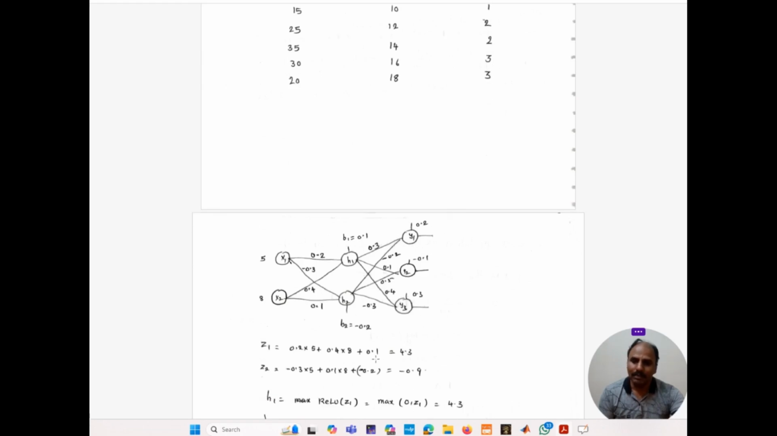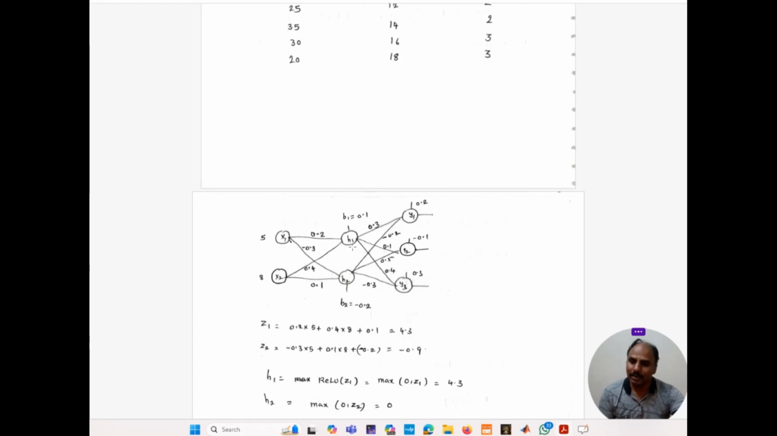Then we calculate the input received at H1: 0.2 multiplied by 5 and 0.4 multiplied by 8 plus bias. So I get Z1 equal to 4.3 and Z2 equal to minus 0.9. We have to take a decision on this incoming data, so we apply the ReLU function. In the ReLU function, if the output is greater than 0, we consider the corresponding value. If it is less than 0, the answer becomes 0.